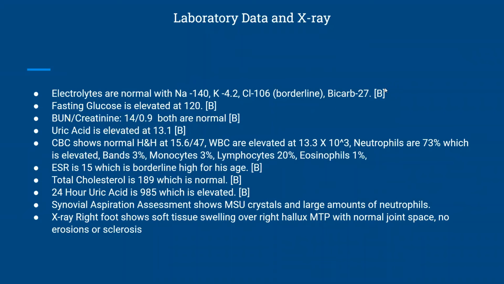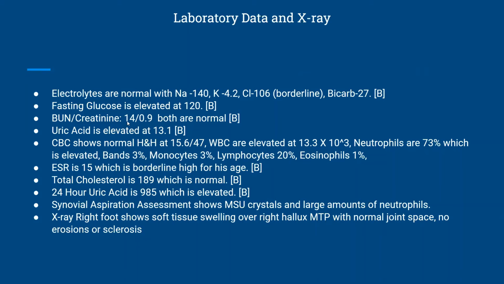And I've made a point of noting where some things are abnormal. So electrolytes are normal. Sodium is 140. Potassium is 4.2. Chloride is 106, which is borderline normal, but normal. And then we have bicarb at 27, which is fine. Fasting blood glucose is elevated at 120. Now, we talked about sugar and elevated sugars and insulin sensitivity, so that does worry me.